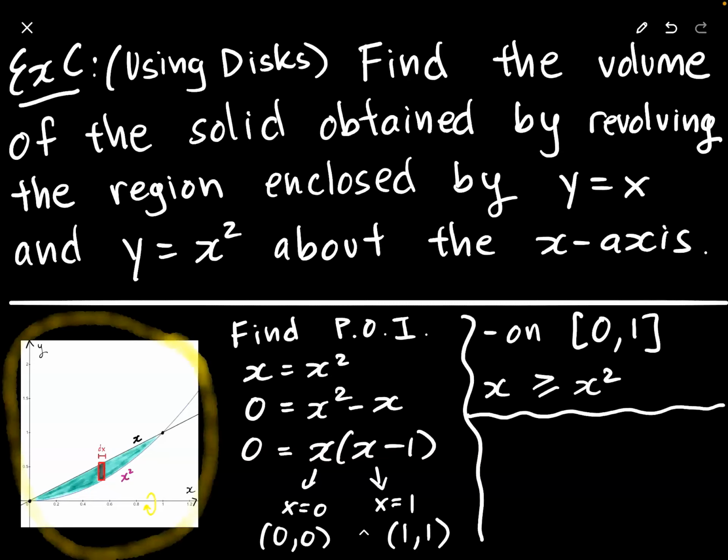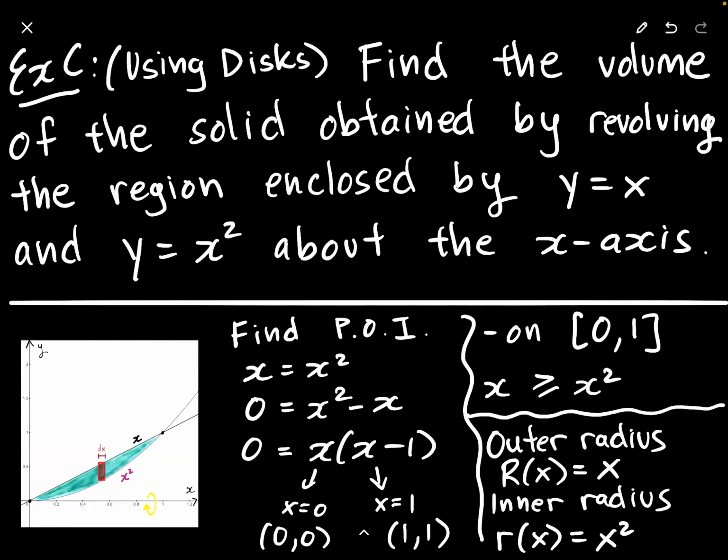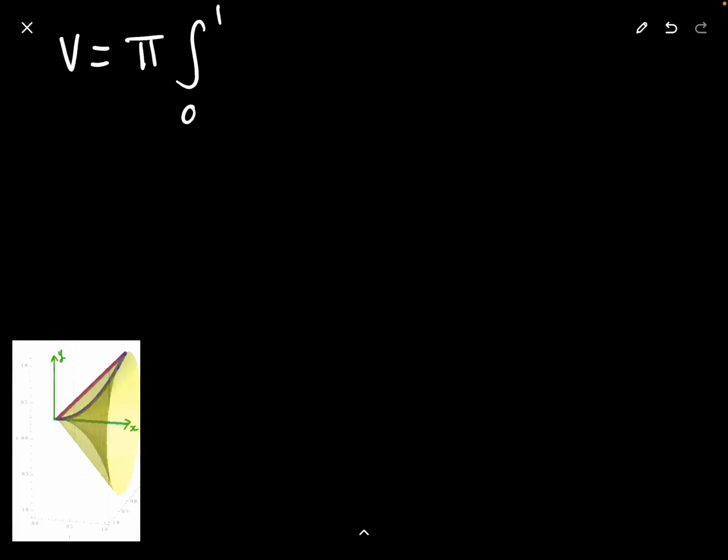We're rotating around the x-axis, so the representative rectangles will be perpendicular to the x-axis with small width dx. So the integral will be with respect to x. The outer and inner radius will be from the axis of rotation to the function. So the outer radius, capital R of x, will be just x, and the inner radius, small r of x, will be equal to x squared. So the volume will be pi times the integral from 0 to 1, the outer radius squared minus the inner radius squared with respect to x.